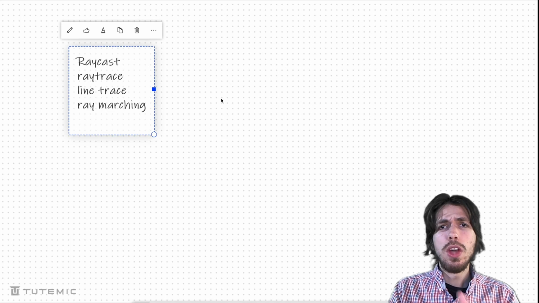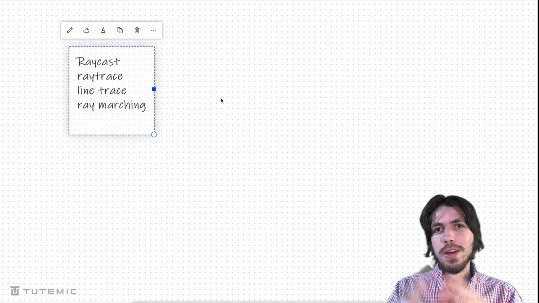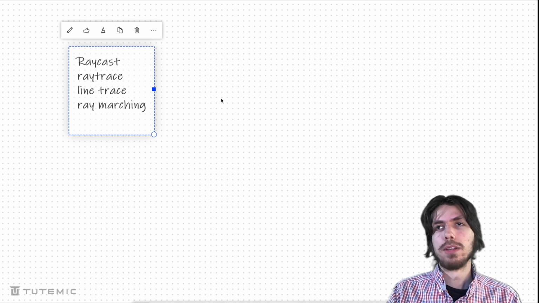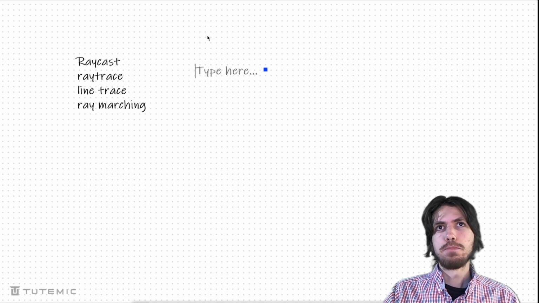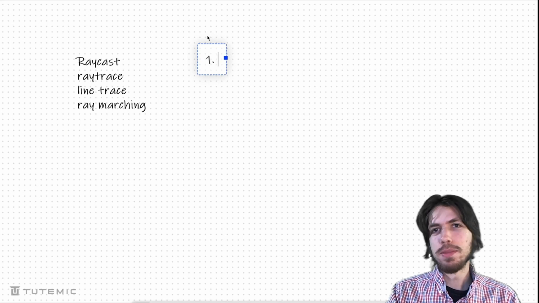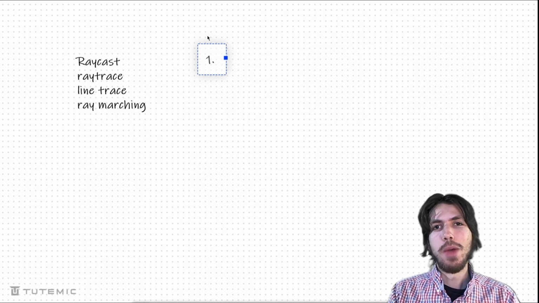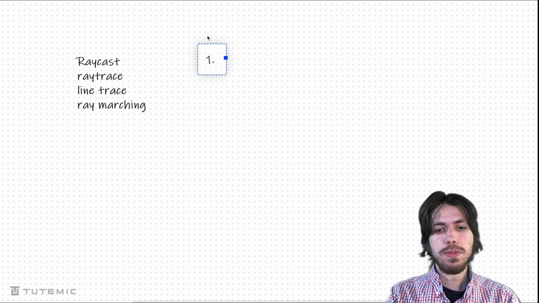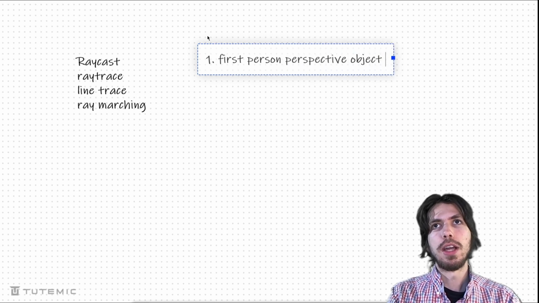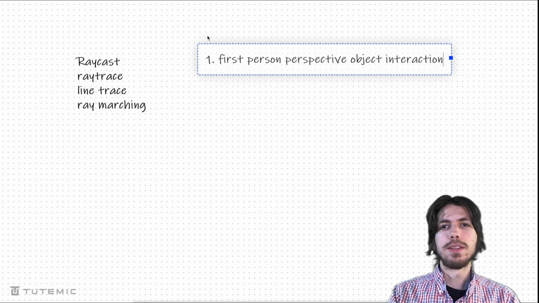If that's all you need to know, then you can leave the video, but we have a lot more that we can talk about, such as when do you use raycasting. There's actually two primary kinds of places. You can number these however you want, but to keep it simple, I'm going to pretend there are two primary ways that you might want to use raycasting. One is first person perspective object interaction. That's a lot of words.